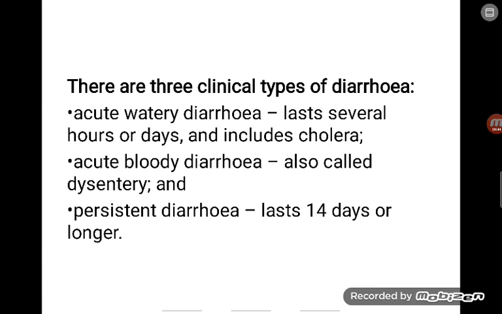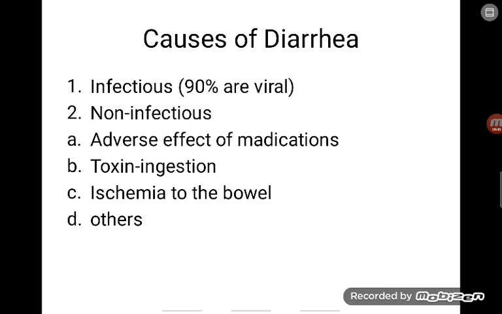And the causes of diarrhea. The causes of diarrhea generally: 90% of the infectious causes are because of viral agents. We have non-infectious causes. Non-infectious causes include adverse effect of medications, toxin ingestion, ischemia to the bowel, and other causes.